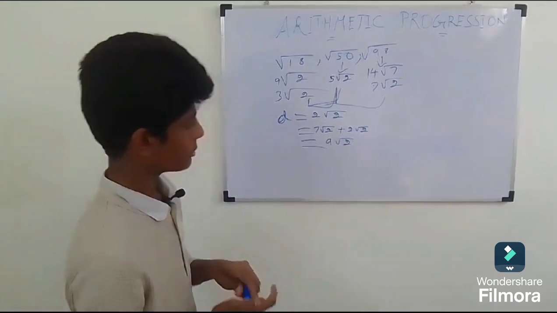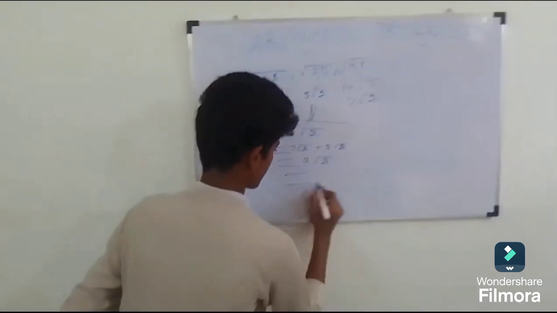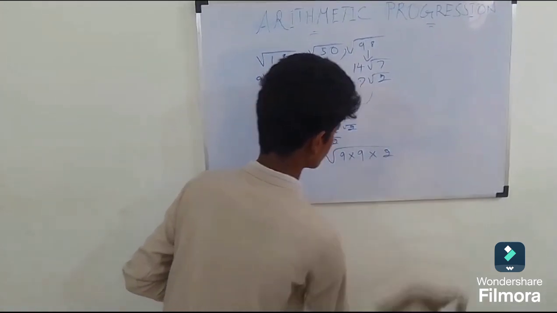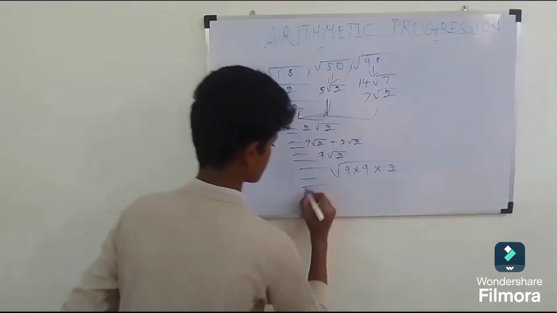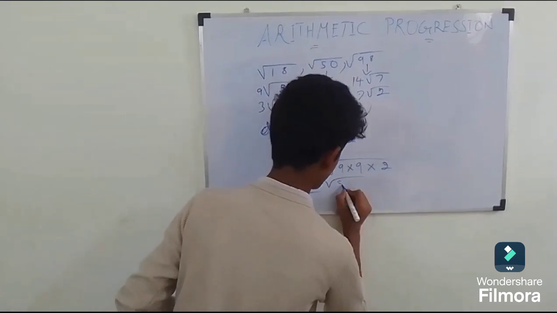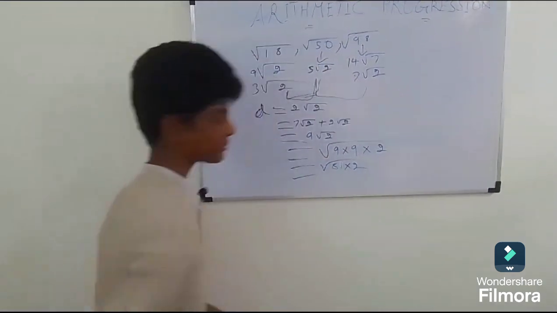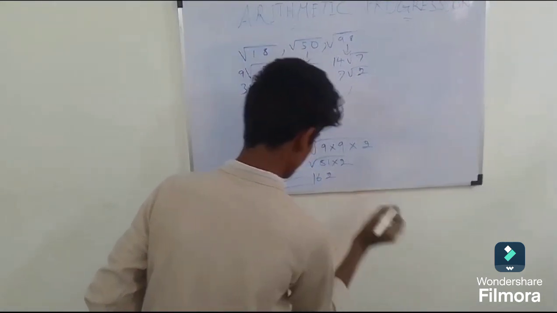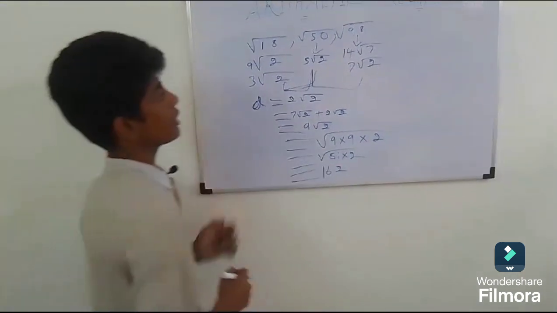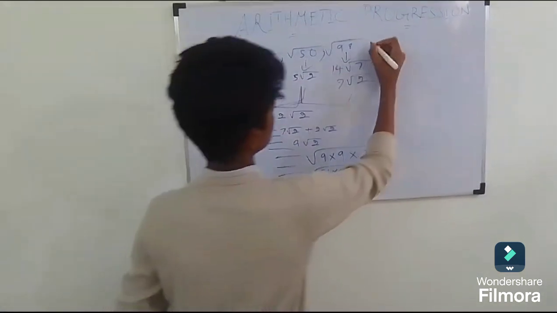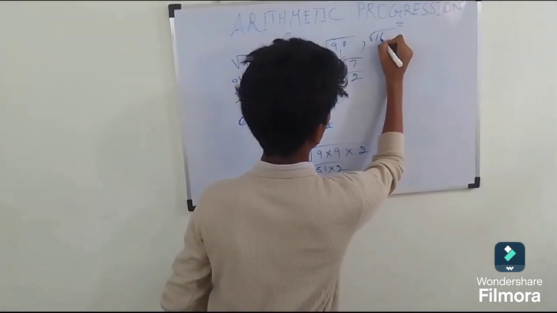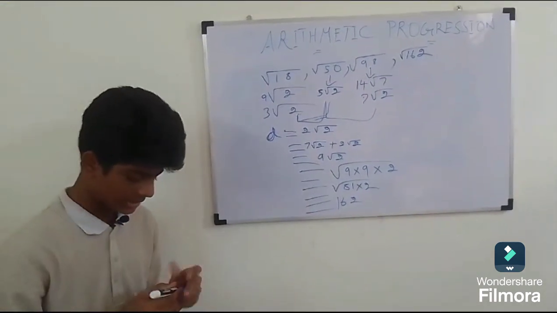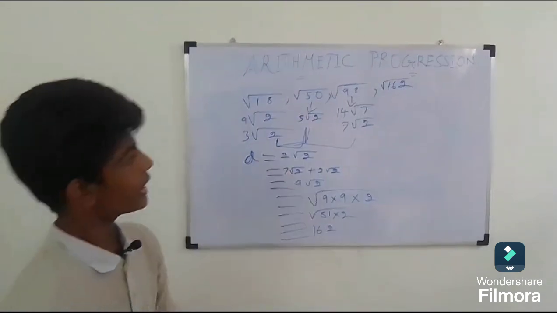How do you get the next term using this? Let us simplify it: square root of 9 times 9 times 2, which is square root of 81 times 2, which is 162. So the next term in the arithmetic progression should be the square root of 162. So that's how you find the next term of a square root arithmetic progression.